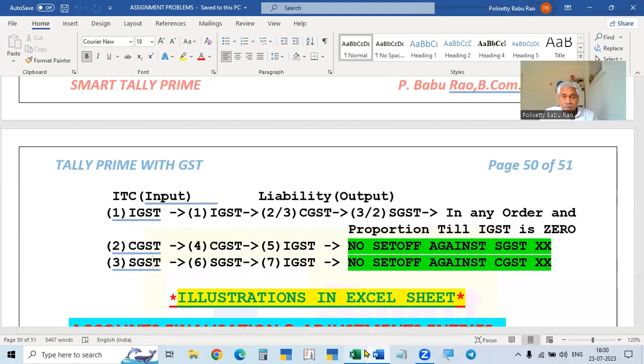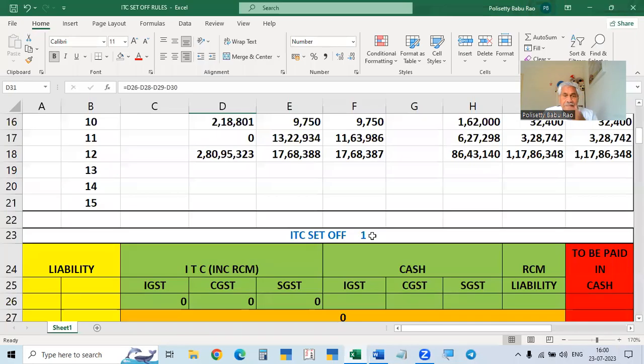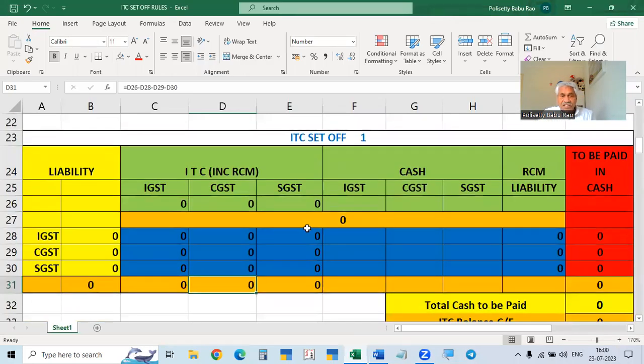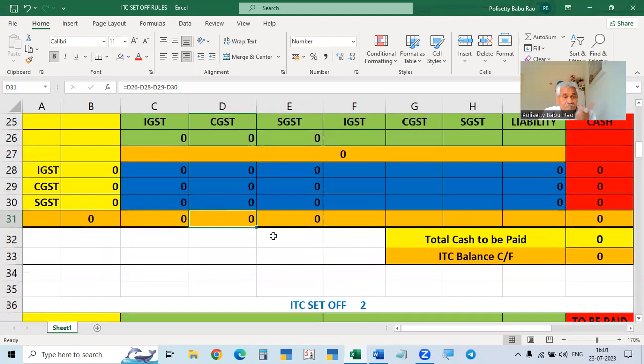Okay, now we will take up one example. I have made one Excel sheet. This is ITC, this is liability. How this ITC will be set off against the liability, and what is the amount payable after adjustment. If the amount is still payable, what is the cash payable? If it is zero, no amount is to be paid. And if there is still some ITC balance, it is to be carried forward to the next month.